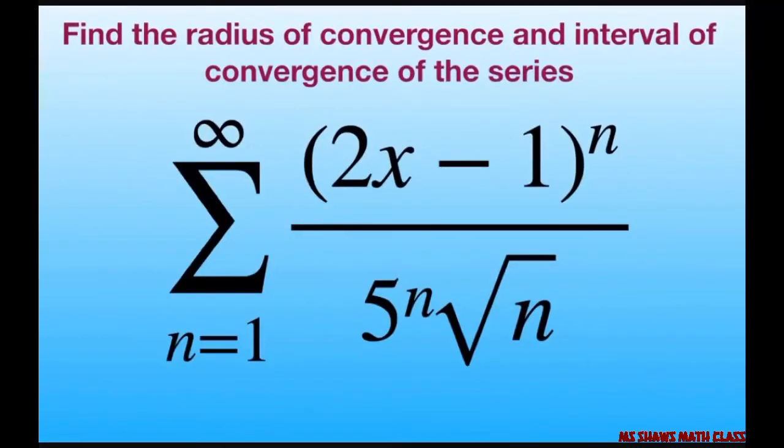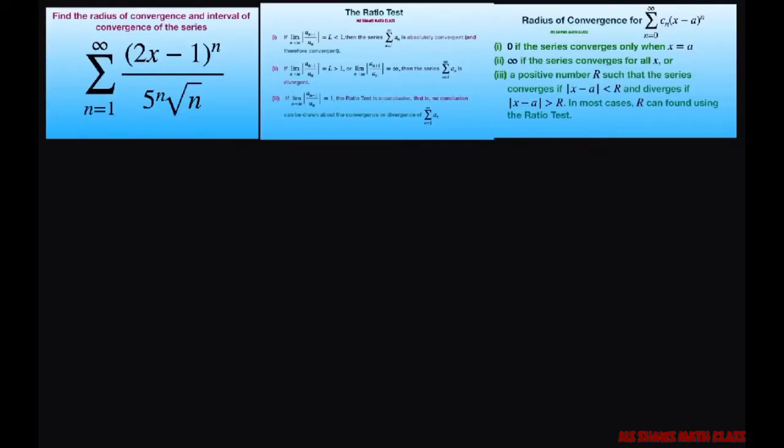Hi everyone. We're going to find the radius of convergence and interval of convergence for this given series. We're going to use the ratio test and look at condition 1 for the ratio test. So we're going to take the limit as n approaches infinity, and we have a sub n plus 1 divided by a sub n, absolute value.